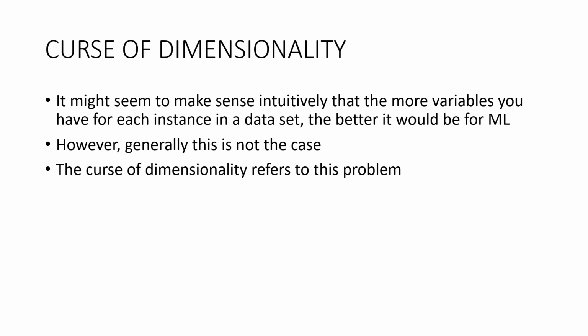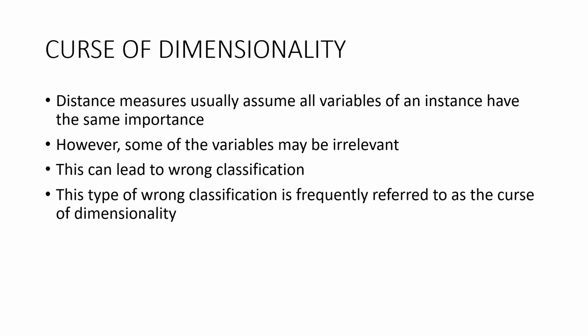The other problem I want to talk about is the curse of dimensionality. It might seem intuitive that the more variables I have for a given patient, the better off it would be. But that's actually not the case. In general, the curse of dimensionality refers to the point that the more variables you add, probably the worse it's going to do. The model assumes all the variables you give it are of equal importance, but in practice, some of them may be irrelevant, and that can lead to wrong classification, known as the curse of dimensionality.